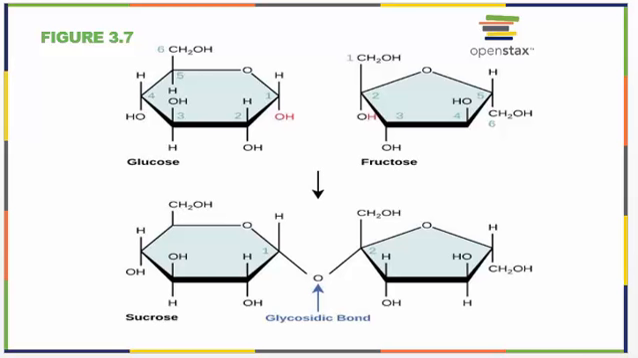Sucrose is an example of a disaccharide, and it is formed when a monomer of glucose and then one monomer of fructose are joined together. And of course, in this process, you lose a little bit of water.